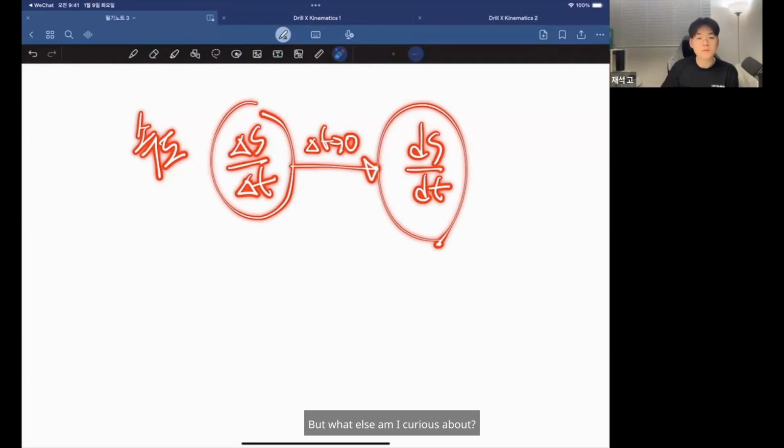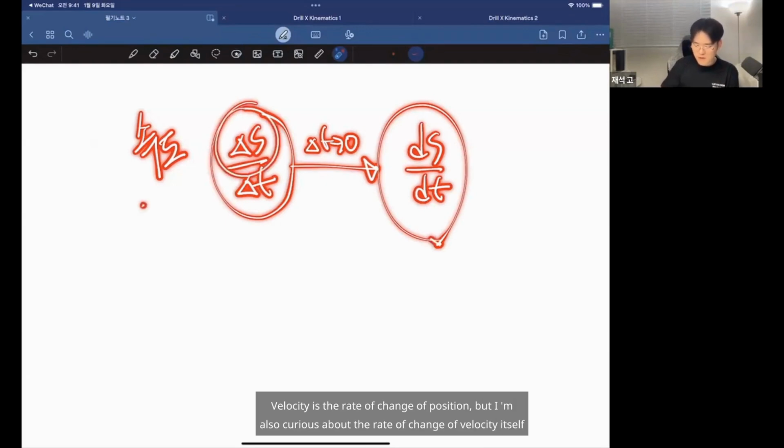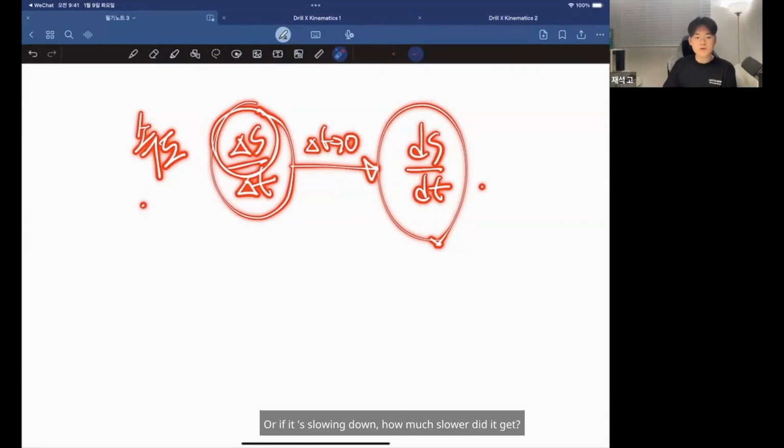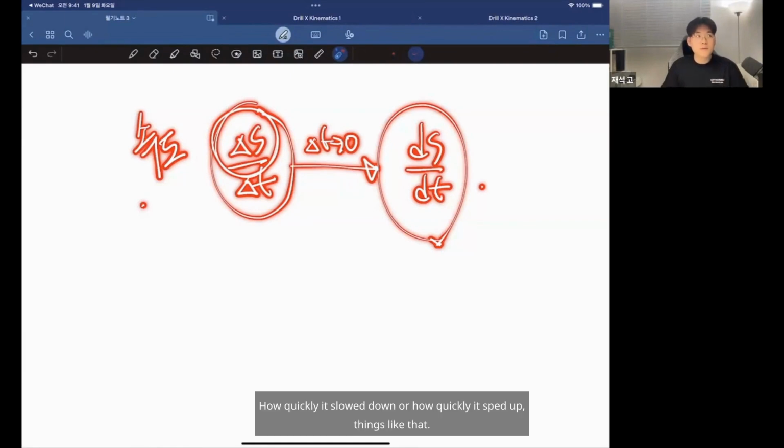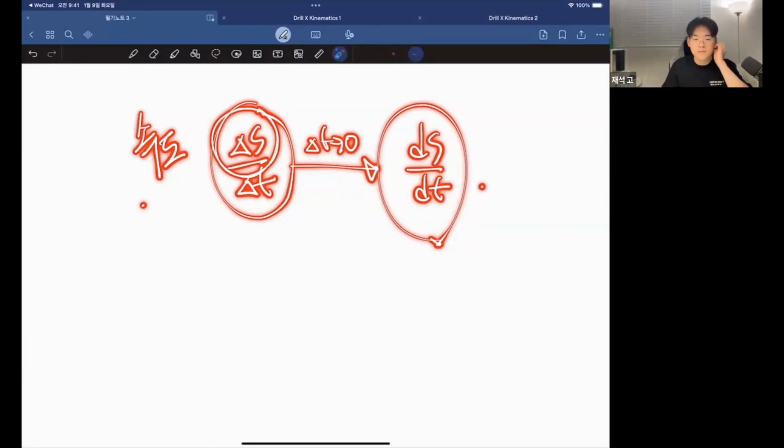But what else am I curious about? Velocity is the rate of change of position, but I'm also curious about the rate of change of velocity itself. Like if this object is moving fast, how much faster did it get? Or if it's slowing down, how much slower did it get? How quickly it slowed down or how quickly it sped up, things like that.